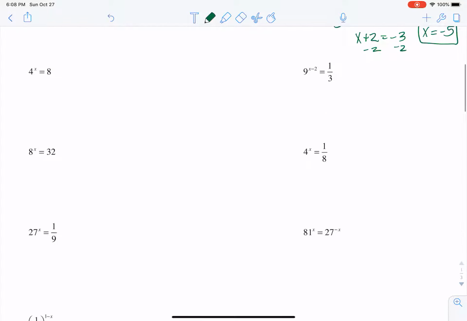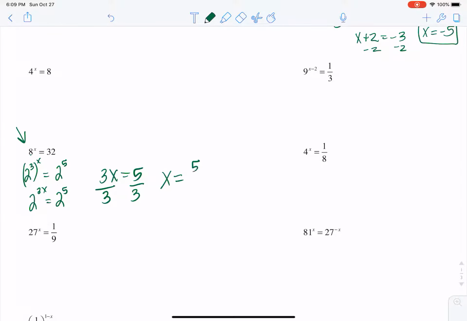So you can go ahead and do some of these problems. Looking at a problem like this one, the first thing I would do is change this to 2 to the 3rd power to the x. Notice how I just replaced 8 with 2 to the 3rd, and that is equal to 2 to the 5th power. So this becomes 2 to the 3x is equal to 2 to the 5th. So 3x must be equal to 5. Divide both sides by 3, and here I get that x is equal to 5/3.